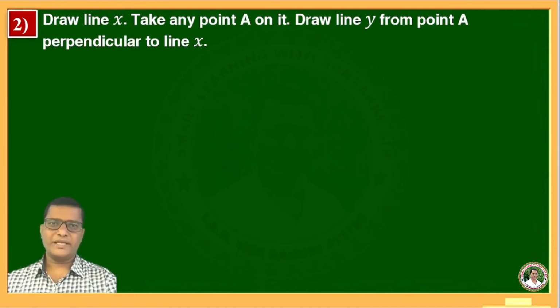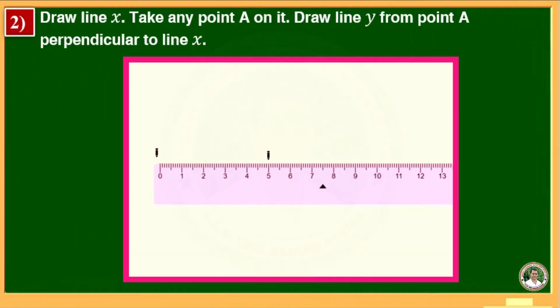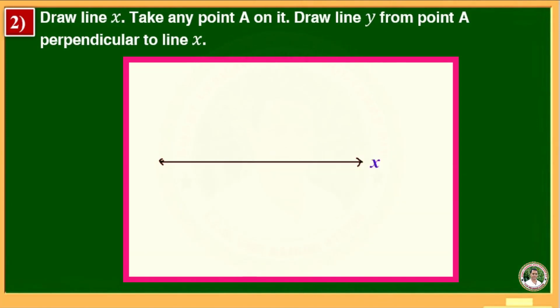Second question is, draw line X. Take any point A on it. Draw line Y from point A perpendicular to line X. Now see the construction. Perpendicular drawn from a point, the point which lies on the line. Second example, steps of construction are: first, draw a line X. Take any point A on it.